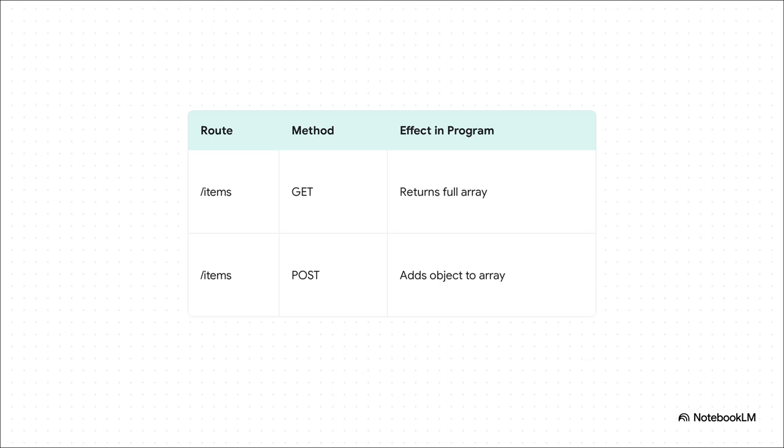And this ability to easily switch methods leads to a really elegant design pattern. Take a look at this. The same exact URL, /items, can do 2 totally different things. If you send a GET request, it reads the data. If you send a POST request to that same URL, it adds new data. The method becomes the verb, the action, and the URL becomes the noun, the thing you're acting on. This is pretty much the foundation of all modern API design.